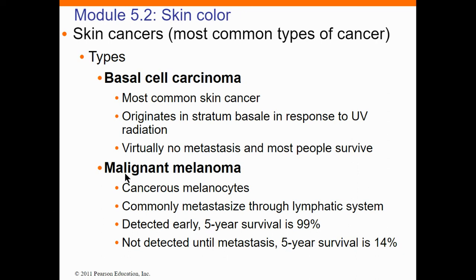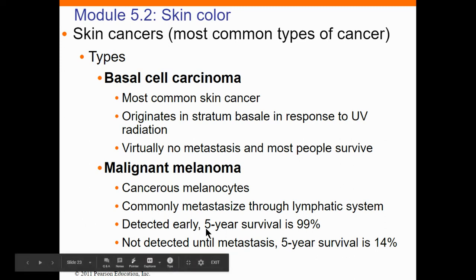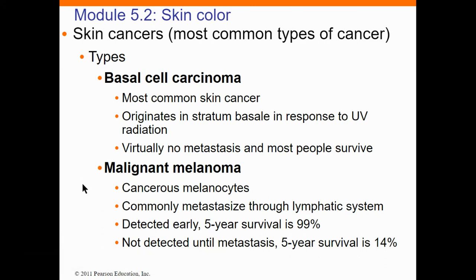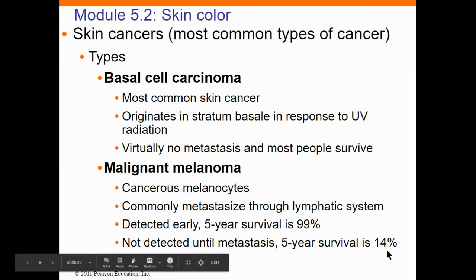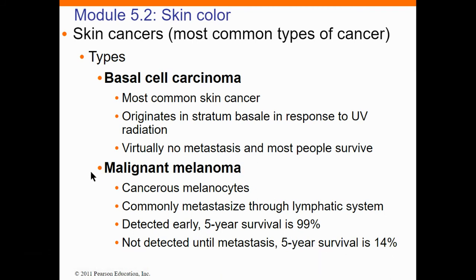The one that can do that is called malignant, meaning that it spreads, melanoma. This occurs in your melanocytes, and it can metastasize through the lymphatic system, so it goes to your lymph nodes, which then transport fluid all over your body. If it's detected early, the 5-year survival rate is 99%. But if it's not detected until after it's spread, the 5-year survival drops to 14%. So if someone dies from skin cancer, this is probably the one they had, malignant melanoma. Although if you never treat the basal cell carcinoma, that can also get dangerous and eventually metastasize as well.